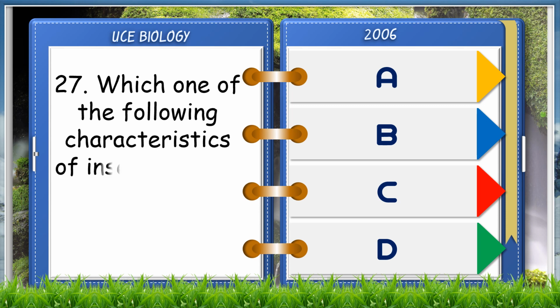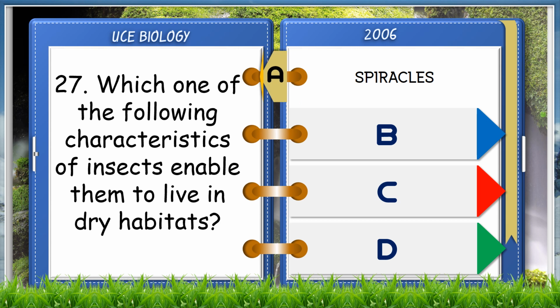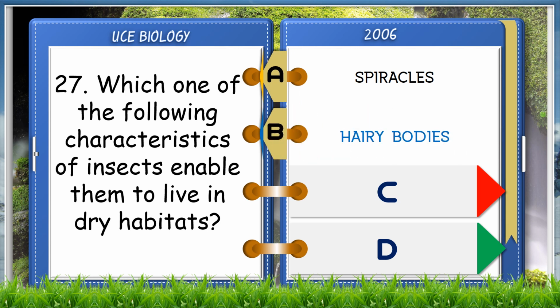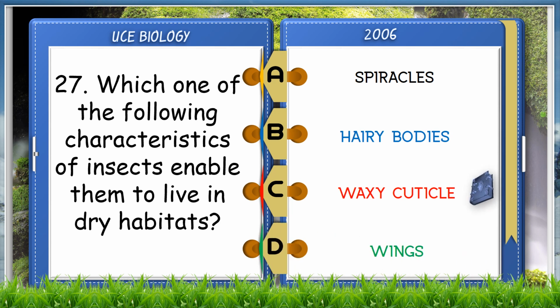Which one of the following characteristics of insects enable them to live in dry habitats? A. Spiracles. B. Haired bodies. C. Waxy cuticle. D. Wings. The answer is C. Waxy cuticle.